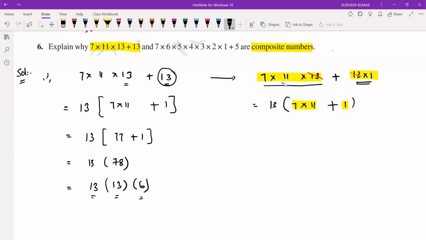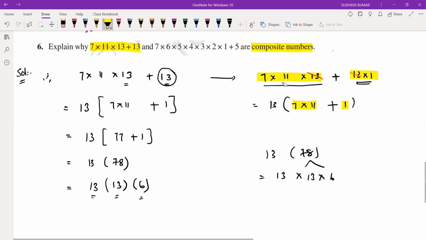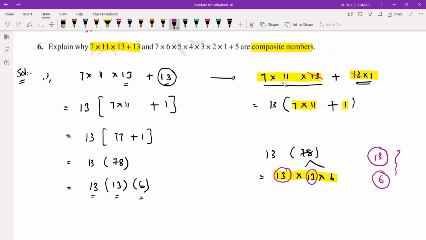13 into 78, we can write it as 13 into 13 times 6. Isn't it? How many factors does it have now? It seems to be 3, but 13 and 13 are the same, so we'll consider it as only one factor. 13 is one factor, 6 is another factor. So how many factors does it have? 2 factors.